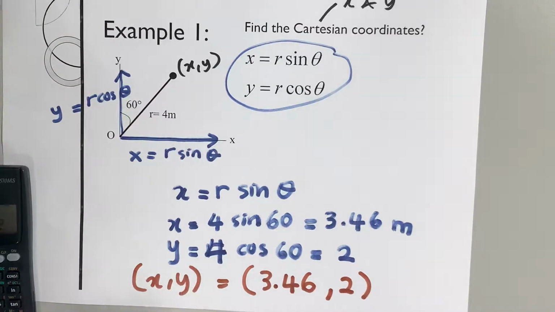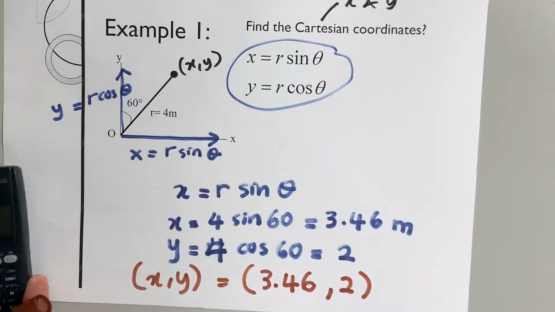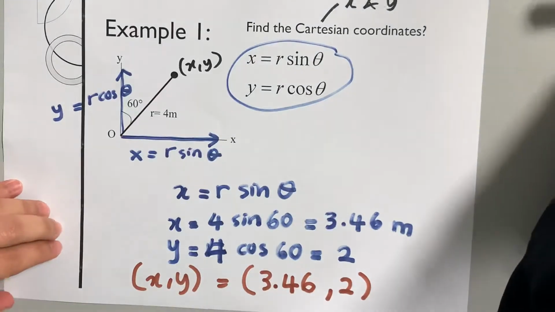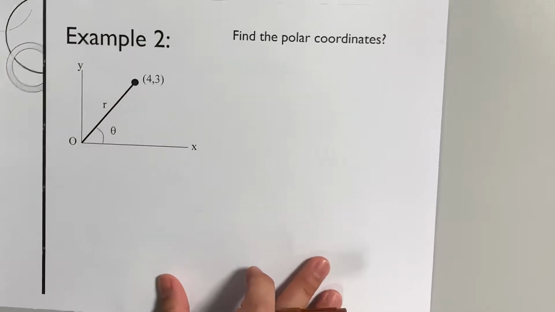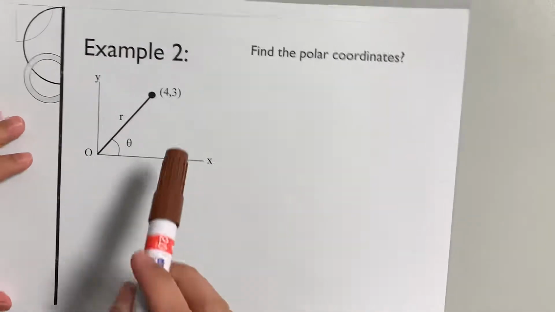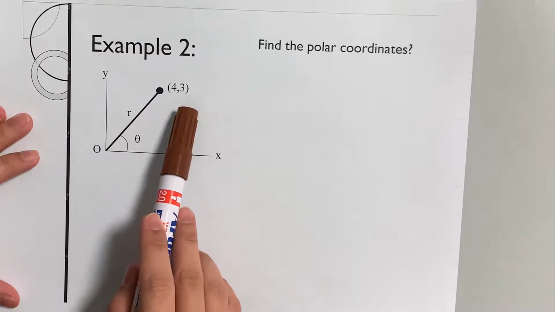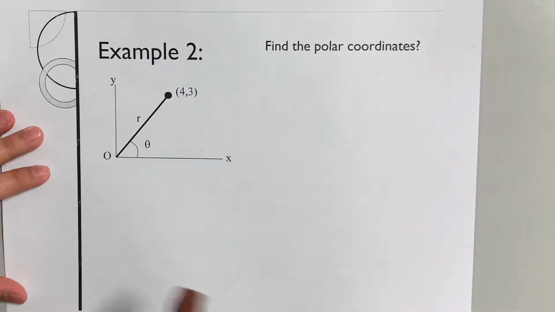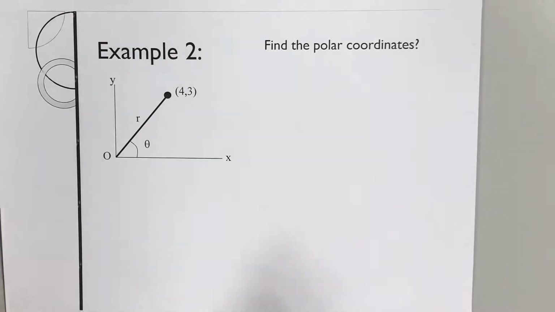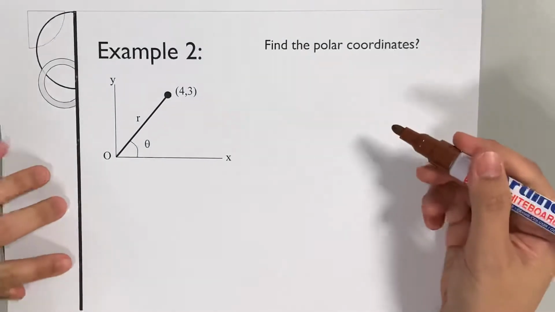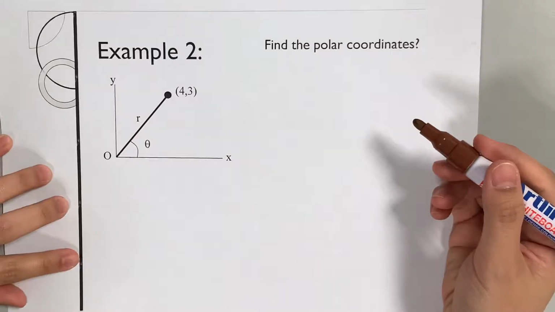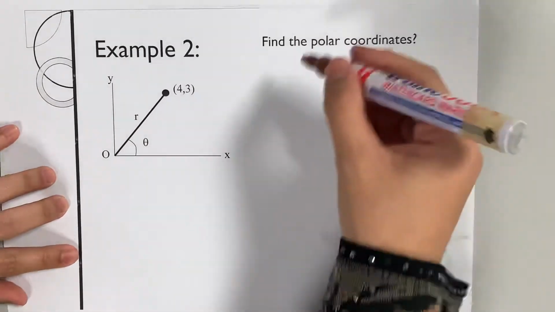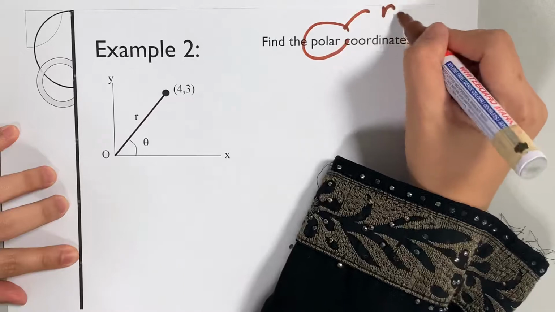Cartesian coordinate is x and y, while polar coordinate is r and theta. We turn to the next example, which is polar coordinates. Now you are given 4 and 3, which is a Cartesian coordinate, and you have to convert it to polar coordinates. How do you do it? Remember the equation for finding polar coordinates. Polar coordinates means r and theta.